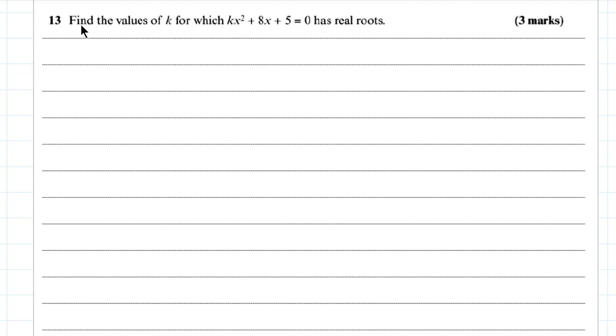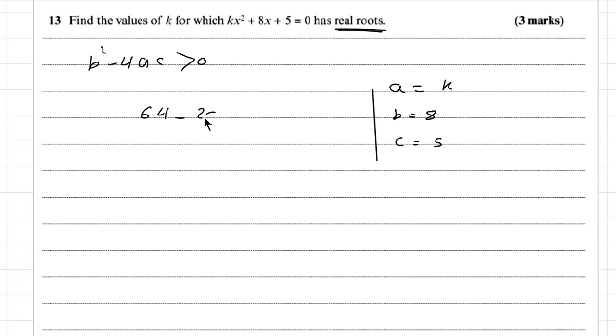13. Find the values of k for which kx squared plus 8x plus 5 equals 0 has real roots, which means b squared minus 4ac should be more than 0. a is k, b is 8, c is 5, so b squared minus 4ac should be 64 minus 4 times k times 5, which is 20k, more than 0.